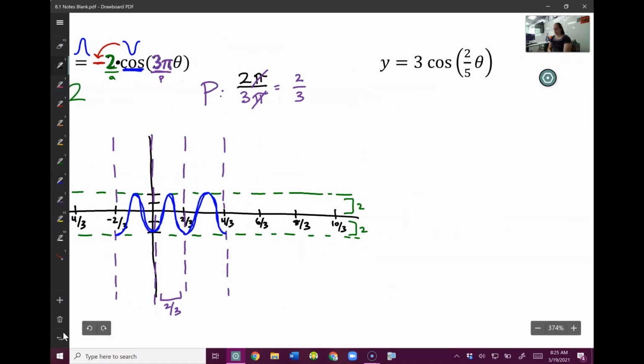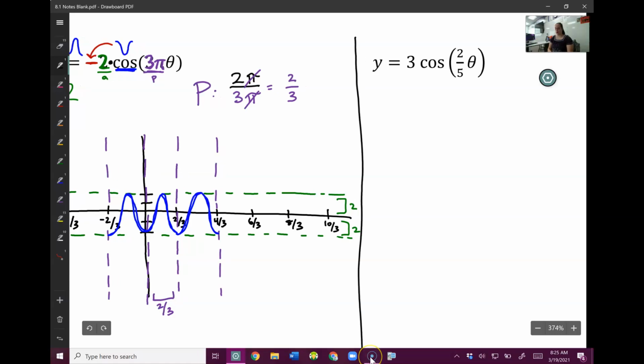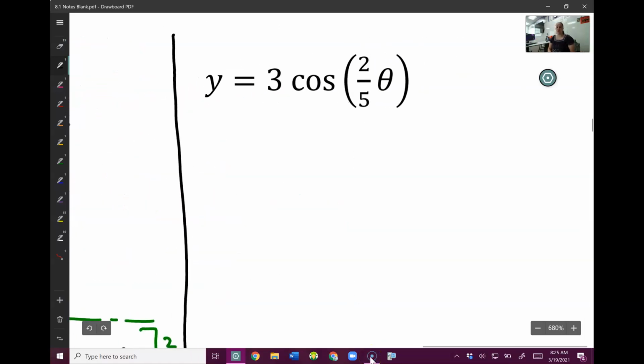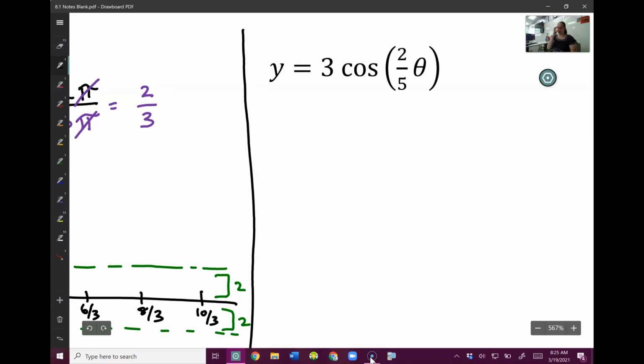Okay, this last one, I'm going to have you try on your own. I will help you get started, and then I want you to try to graph it by yourself. So we're going to start with amplitude, which is always the number in front, being multiplied, and period, which is the number multiplied on the inside, and it's always going to be 2 pi divided by that number. There's our number.